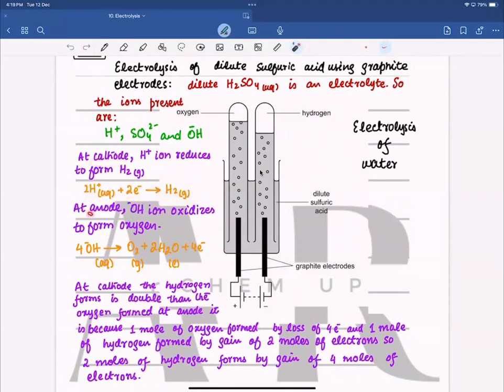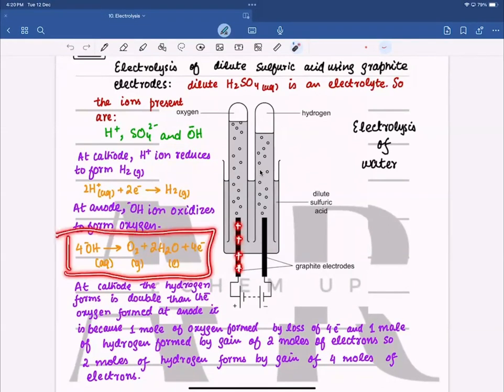So that's what happens at the cathode. Now, let's talk about the anode. The anode is the positive plate or positive electrode. There are two negatively charged ions over here. As the rule we discussed earlier states, whenever there is a sulfate ion, that sulfate ion is never going to oxidize at the anode. Only the hydroxide ion is going to oxidize at the anode, forming oxygen and water, and releasing 4 moles of electrons.